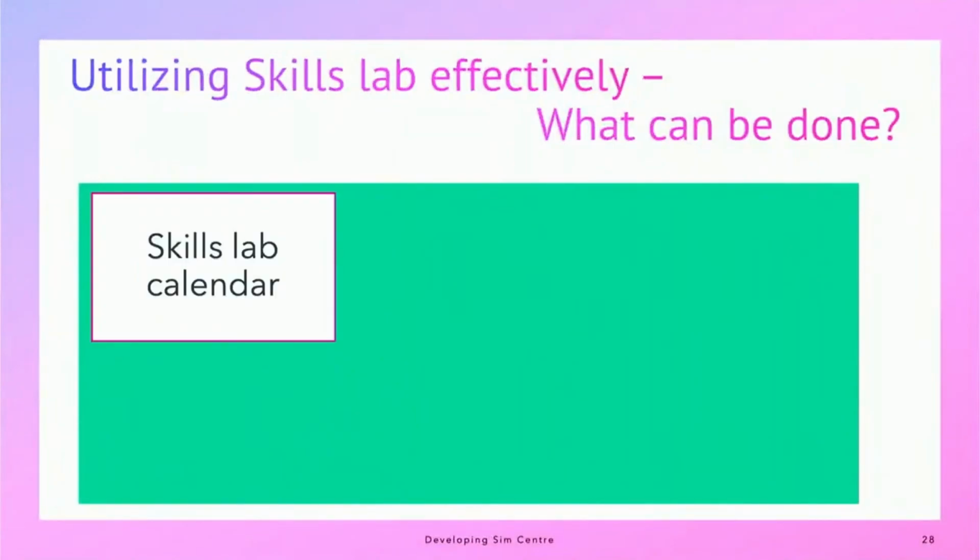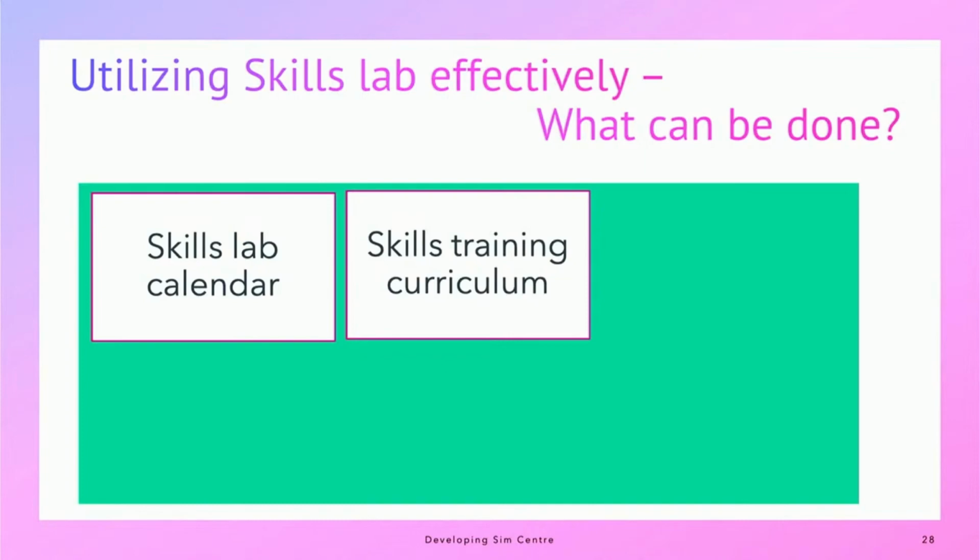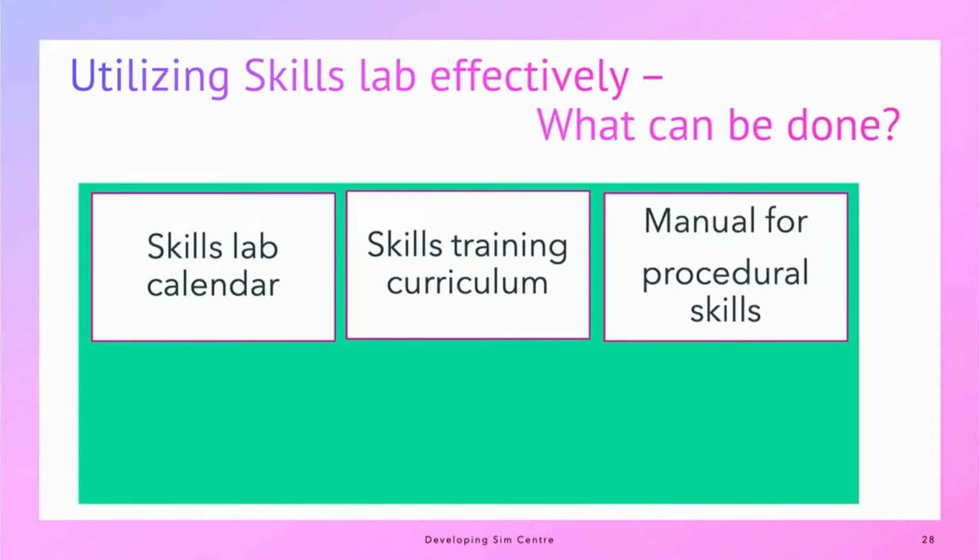Best practices in teaching are followed. So we have a certification of BLS course going on. What we need to do to make this effective is we have a skill lab calendar: who is using the skill lab at a given point of time, so that we avoid conflicts. We have a curriculum. We have a master plan in each department which says when the skill will be introduced, when it will be practiced, when it is going to be certified.